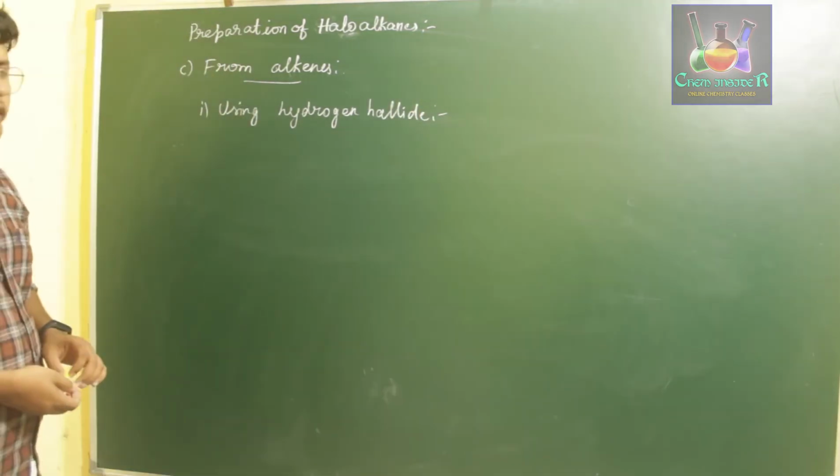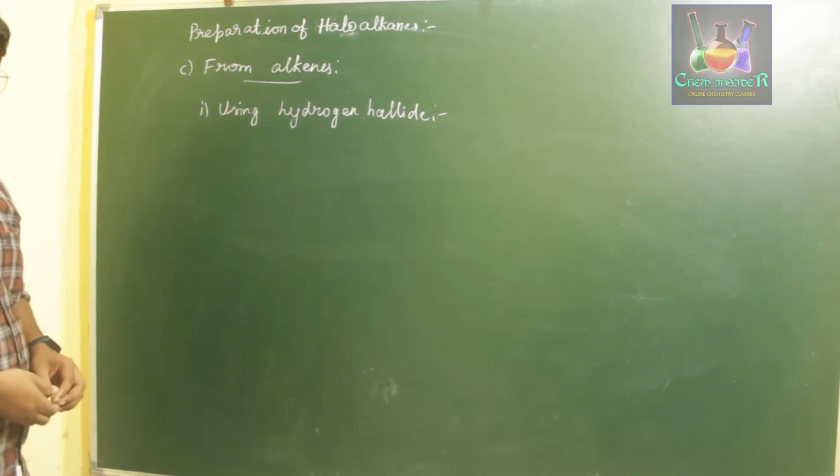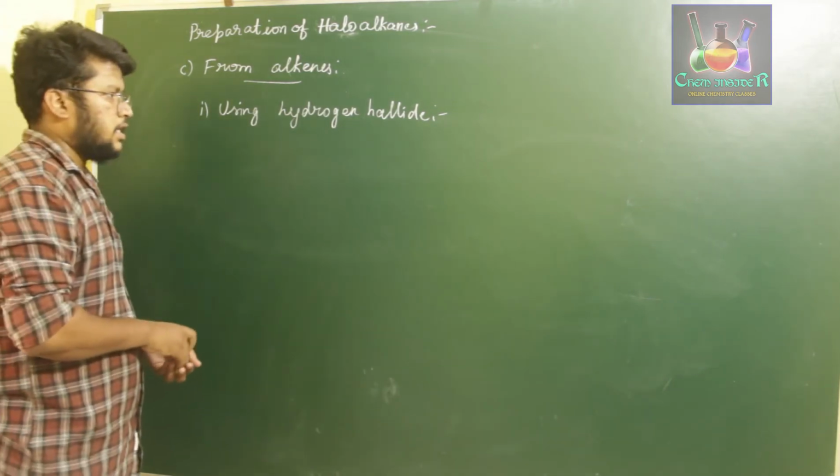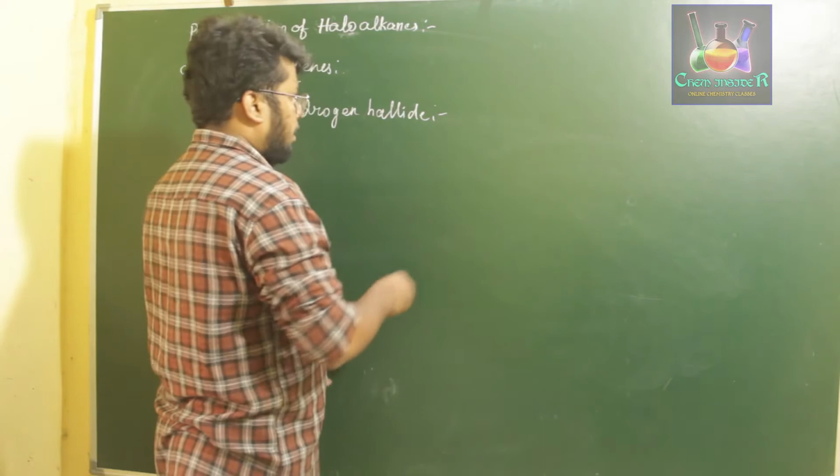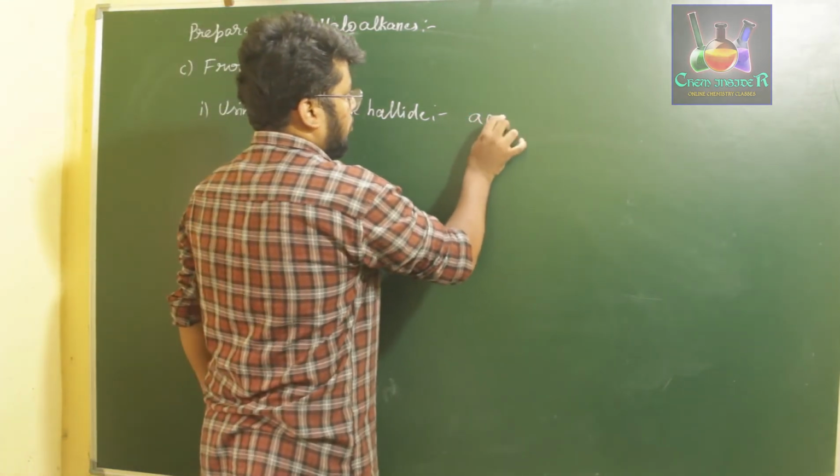When alkenes are treated with hydrogen halide in the presence of reagents such as acetic acid, we get a reaction which follows Markovnikov's rule.